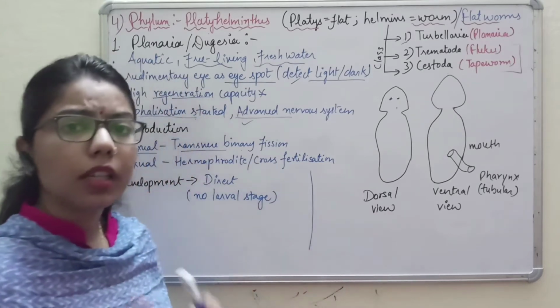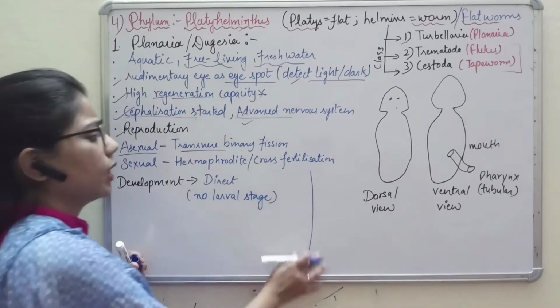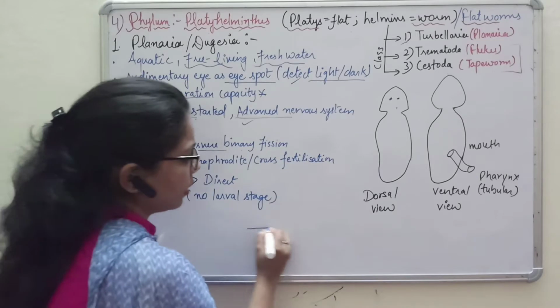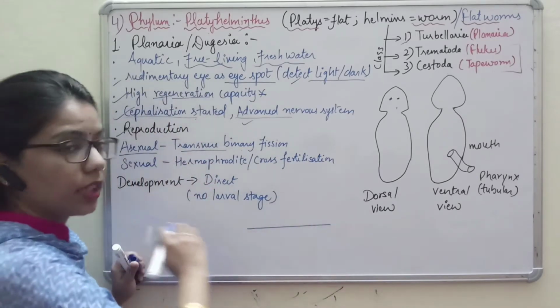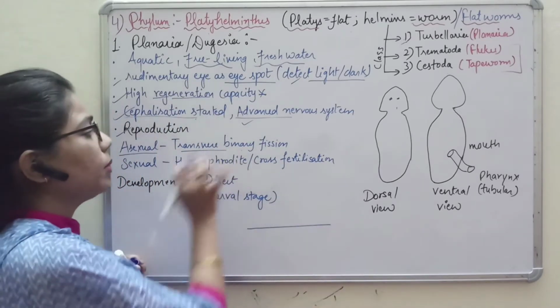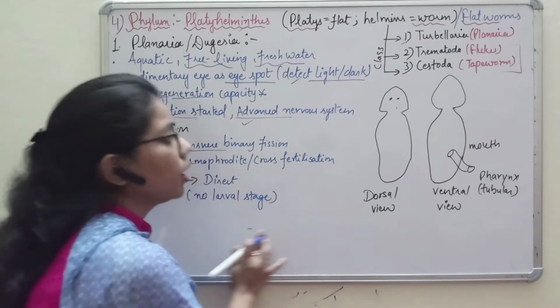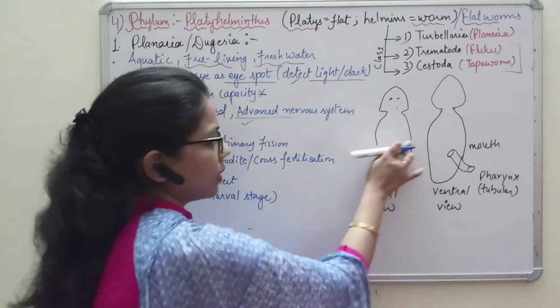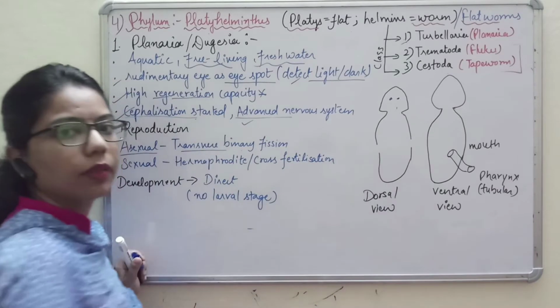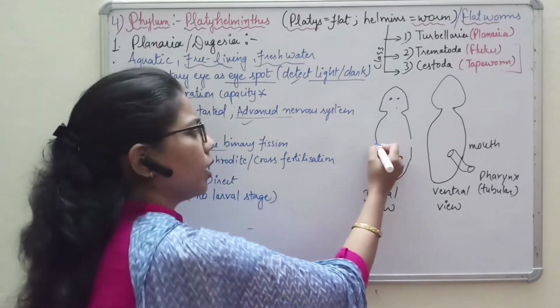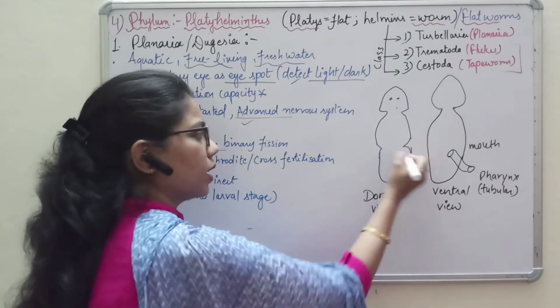Okay, it will be the longitudinal binary fission when fission takes place with the help of this transverse line. ठीक है, ट्रांसवर्स प्लेन में जो होगा उसे हम ट्रांसवर्स बाइनरी फिशन कहेंगे. So in case of planarians, what happens, there will be a transverse binary fission. Okay, I have shown here, क्या होगा यहाँ पे, एक इस तरीके से होगा.